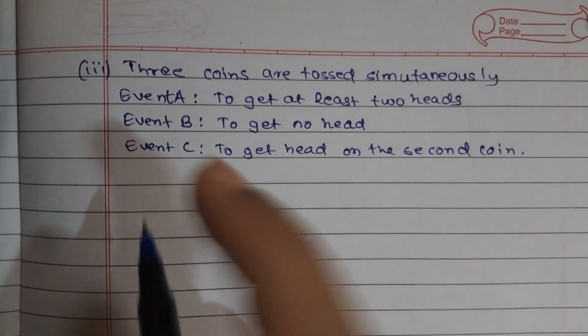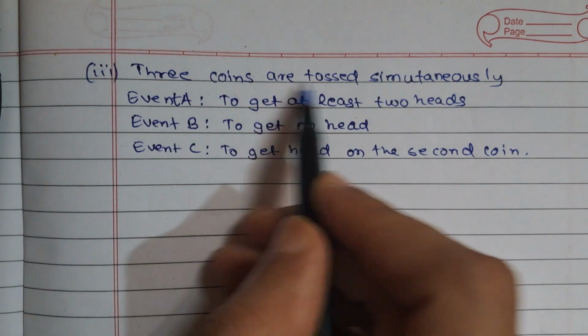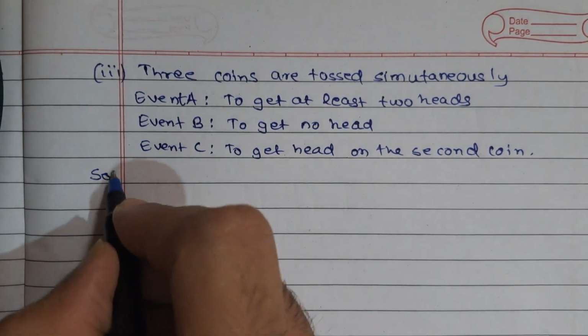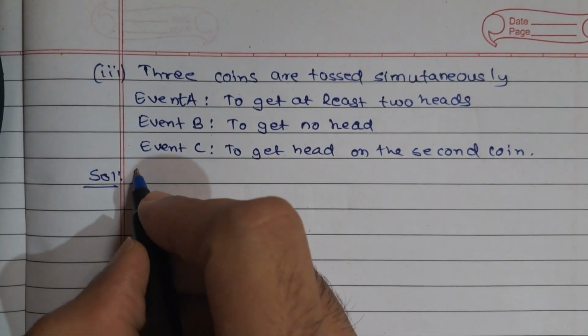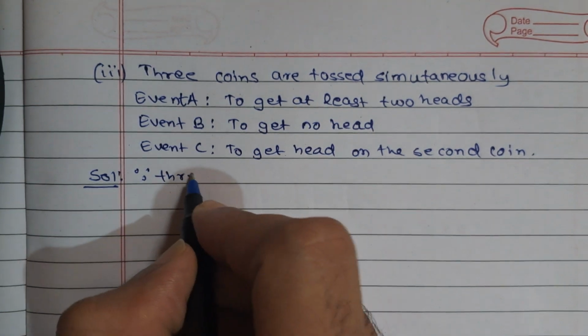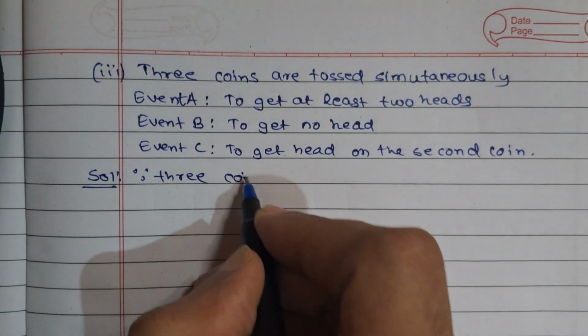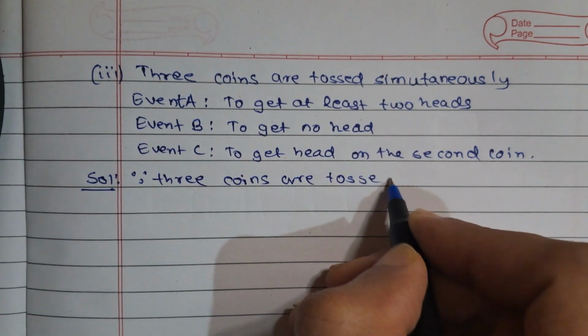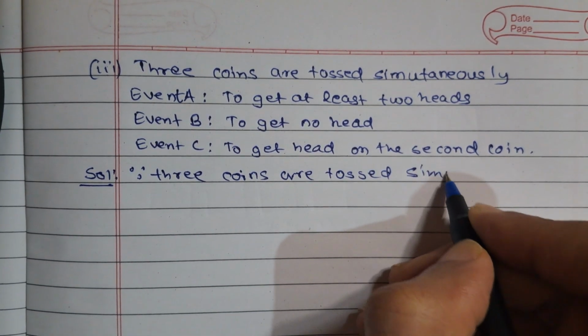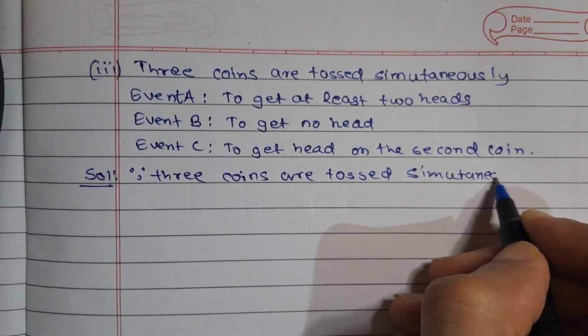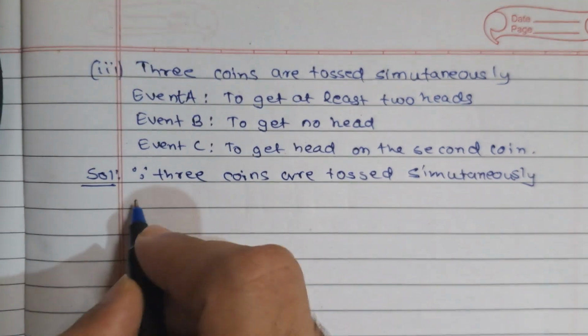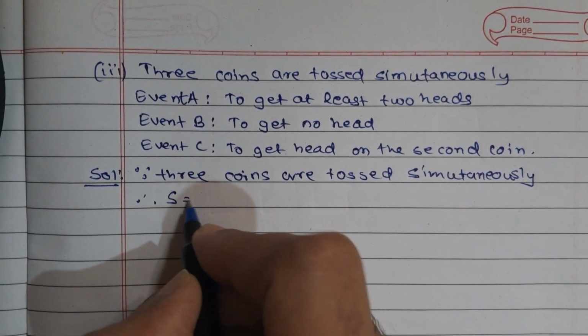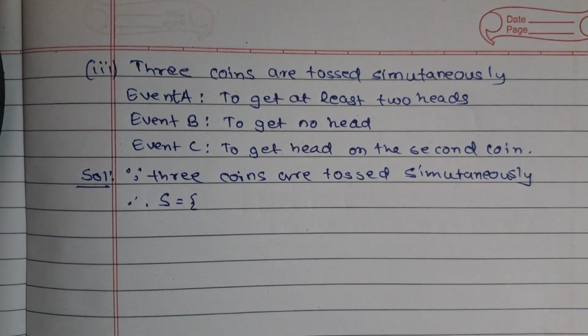Let's see another example right there. It says 3 coins are tossed simultaneously. So let me first of all write, since 3 coins are tossed simultaneously, therefore sample space. So let's give it a thought, how will this look?